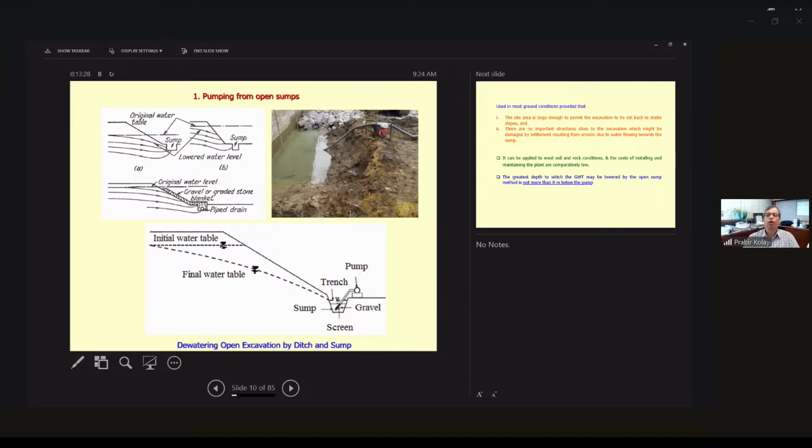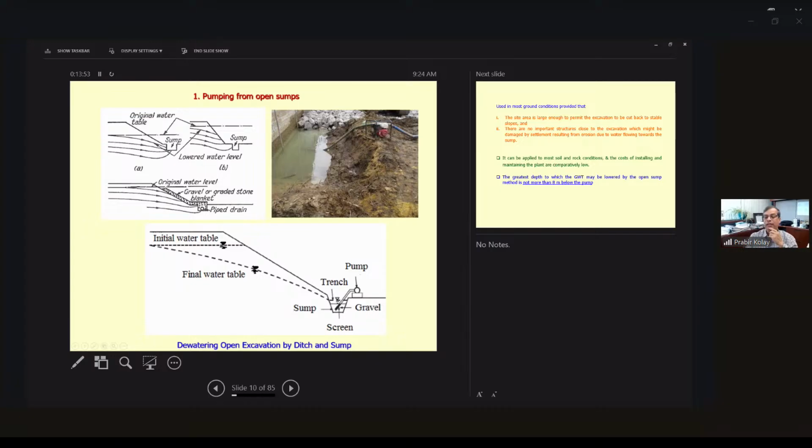So this is an open sump, pumping from an open sump. You just make a hole, and obviously the water will flow from the higher depth to the lower depth and deposit there, and you use a pump to remove the water. You see our initial water table was here, and the final water table is going over here.